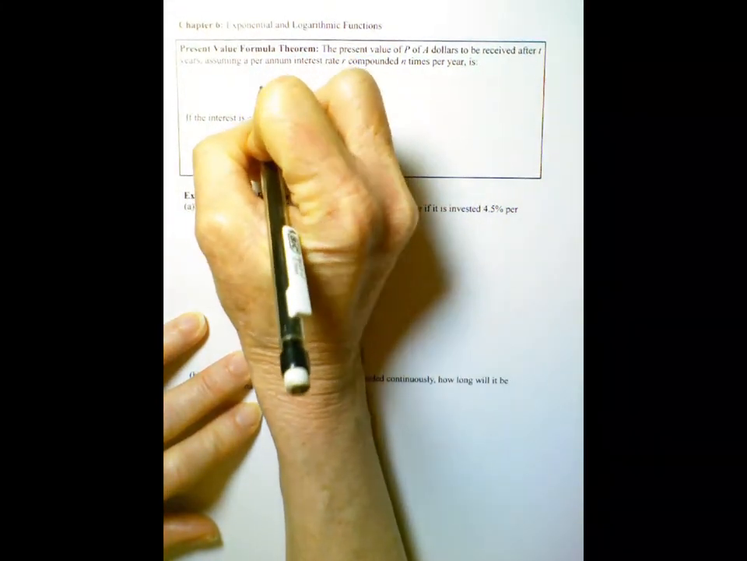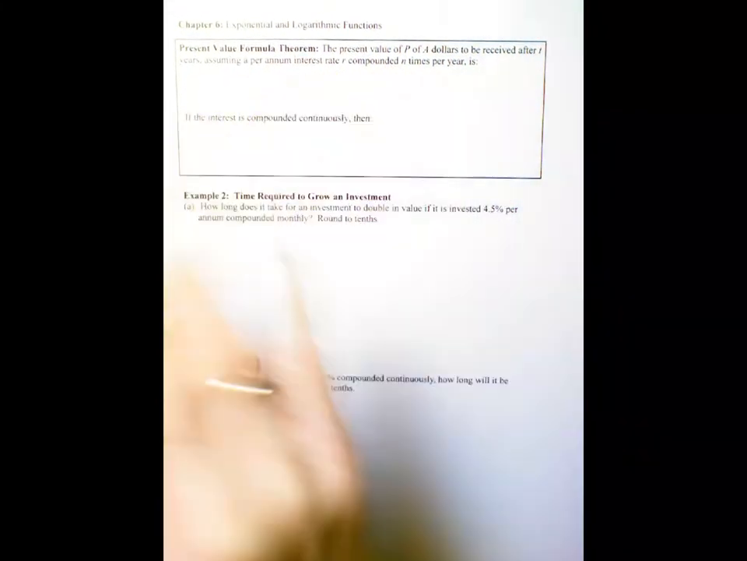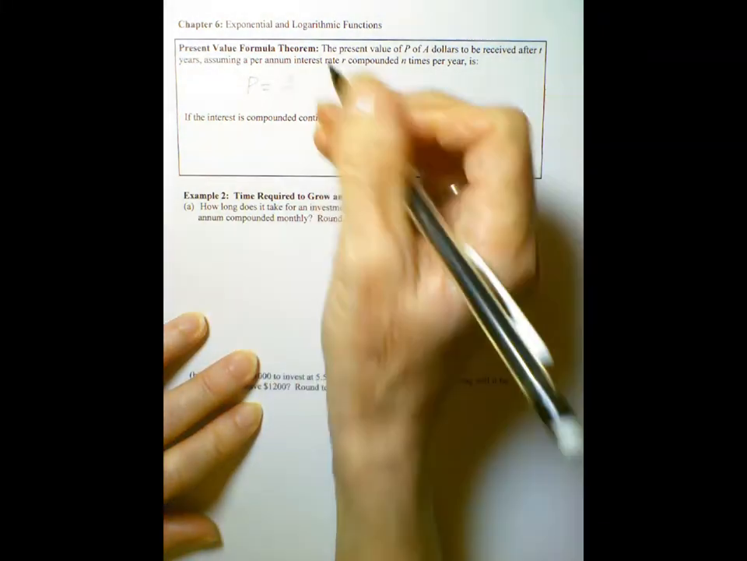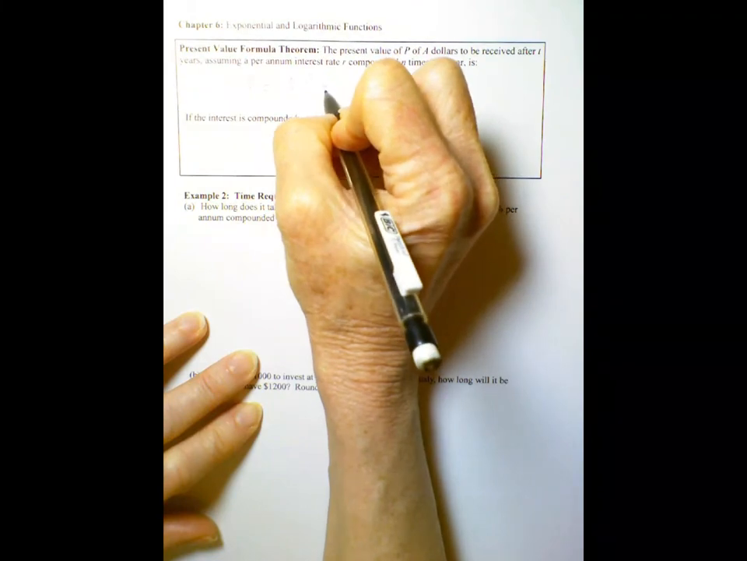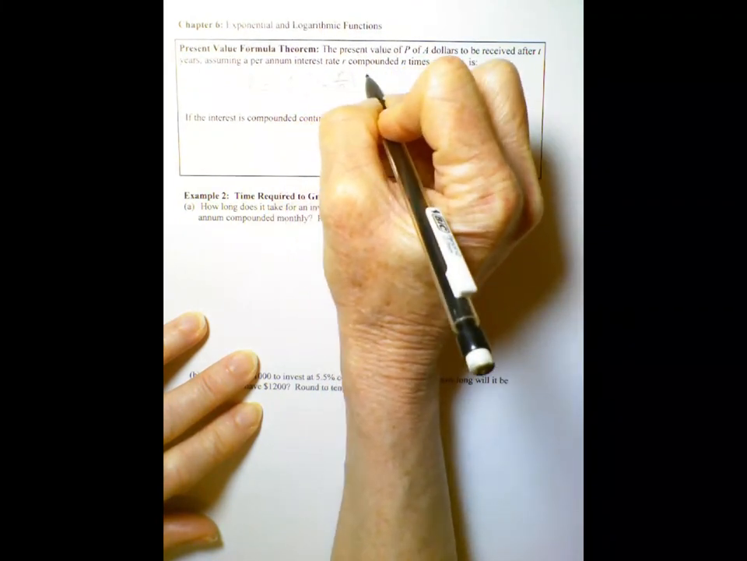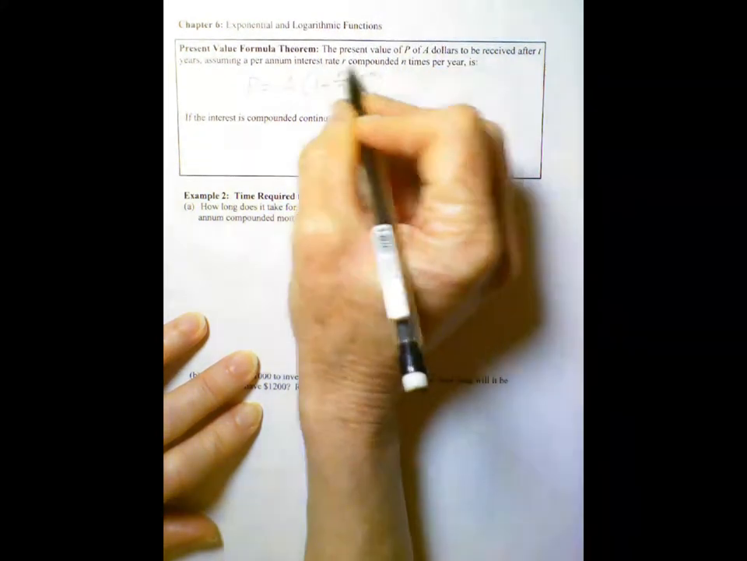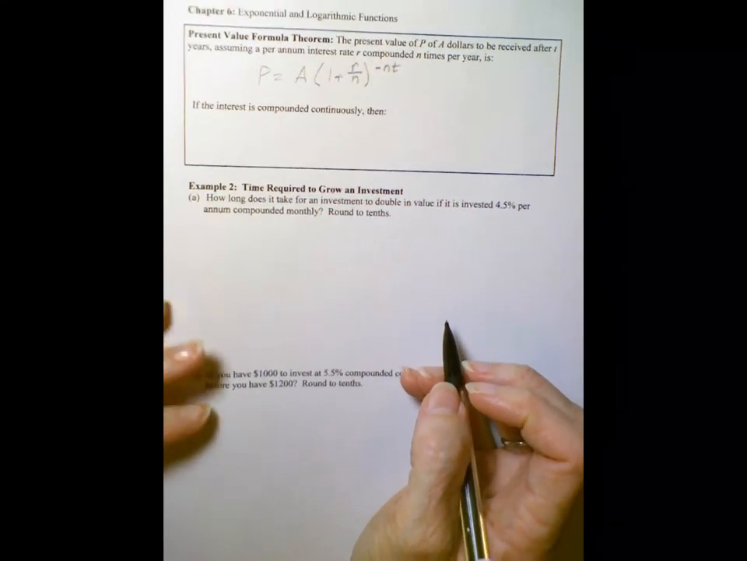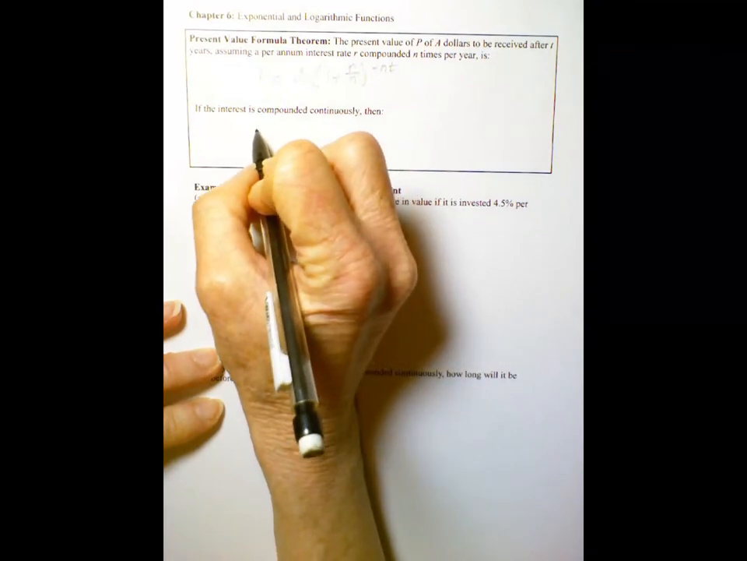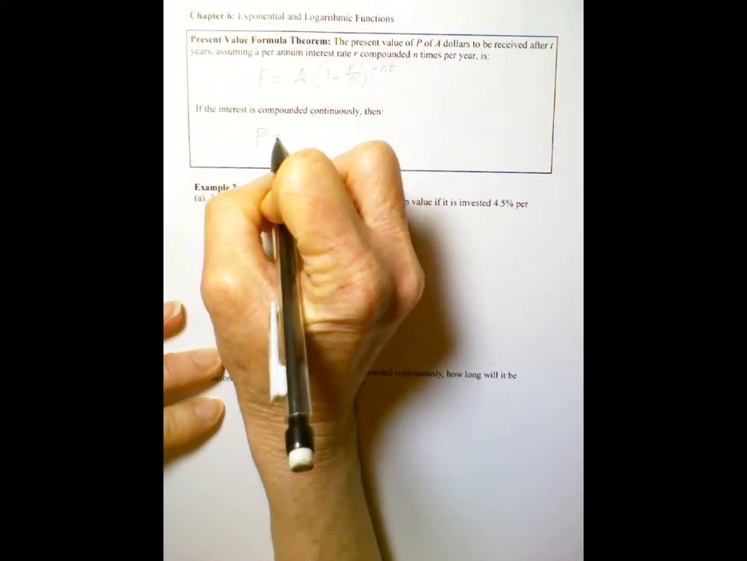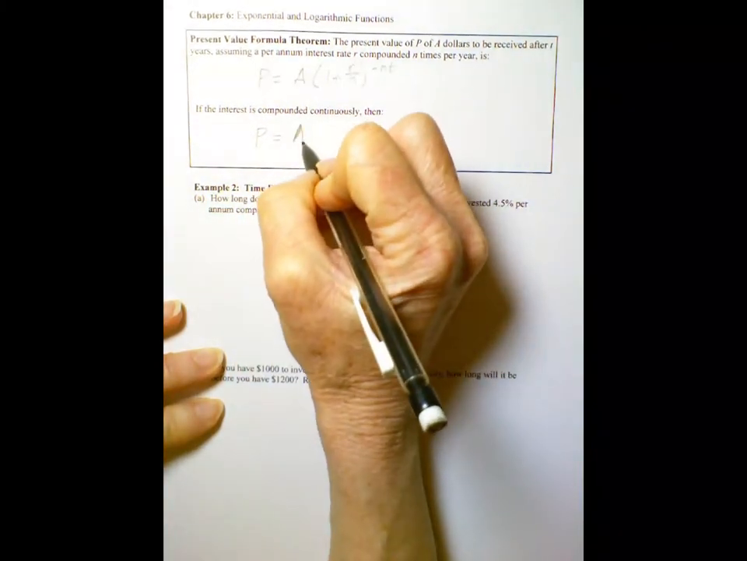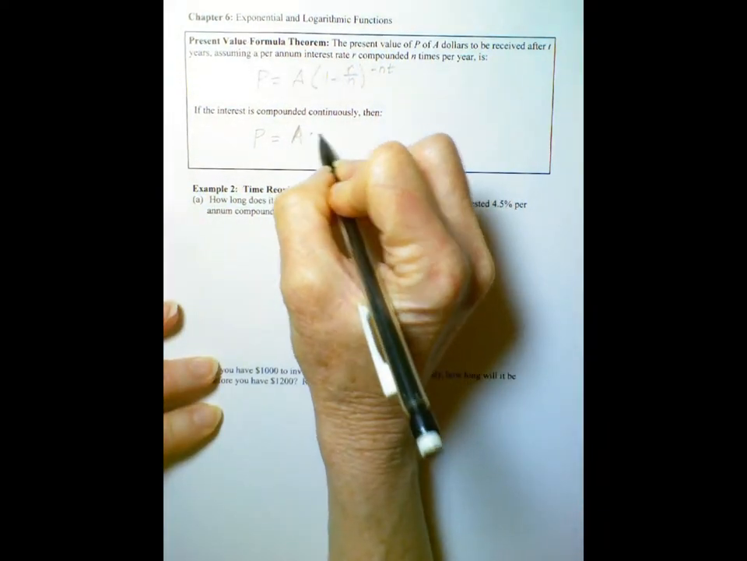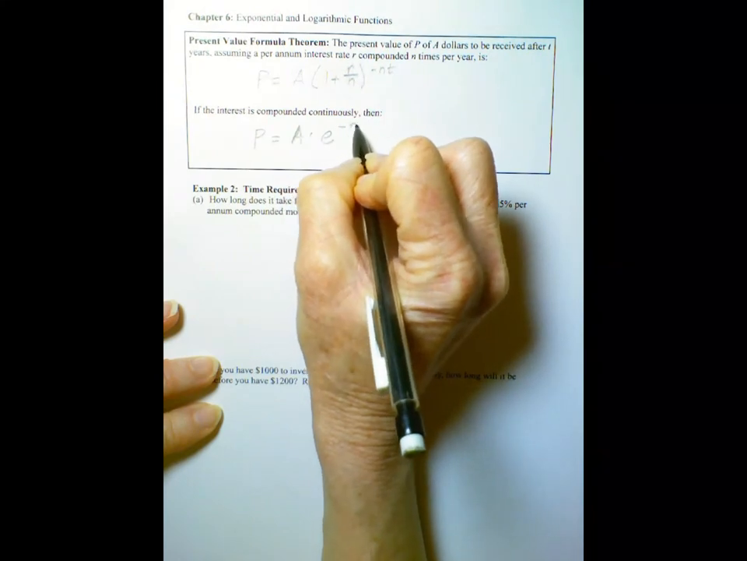And you would get P equals A divided by (1 plus r over n) to the nt, but we can write that as A times (1 plus r over n) to the negative nt just to get this expression out of the denominator. Okay, and likewise solving the continuous compounding for P, you get P equals A divided by e to the rt, which would be the same as A times e to the negative rt.